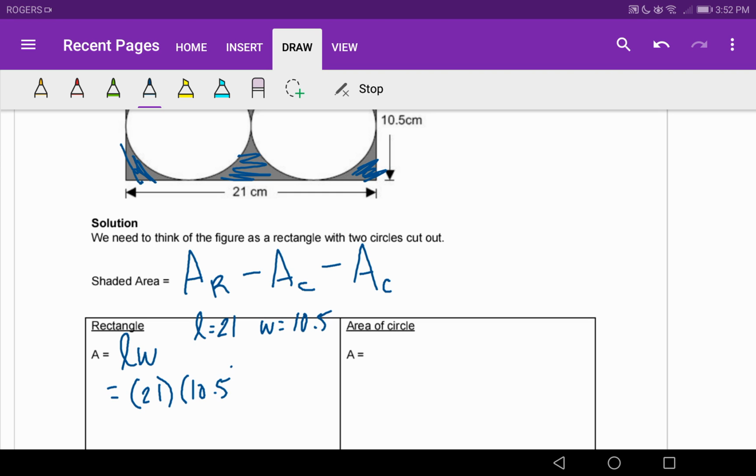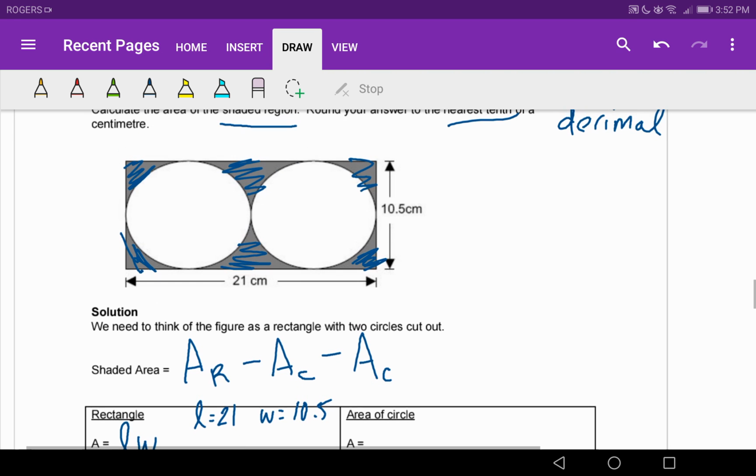Plug in your numbers, and you get 220.5 centimeters, that's right, centimeters squared. Now let's find the area of one circle, but then we're just going to double it to get the area of both circles because they're identical circles. So let's find the area of one of the circles. Well, let's go back to my image.